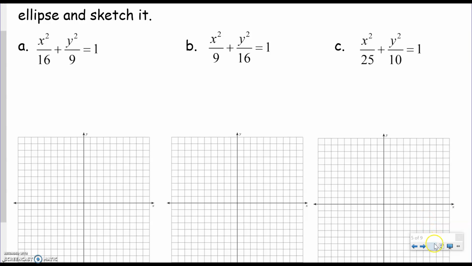So one thing I notice here is there's nothing added or subtracted inside my parentheses or with my x's and y's. So that means my center is at 0, 0. So I'm going to go ahead and plot that right away.